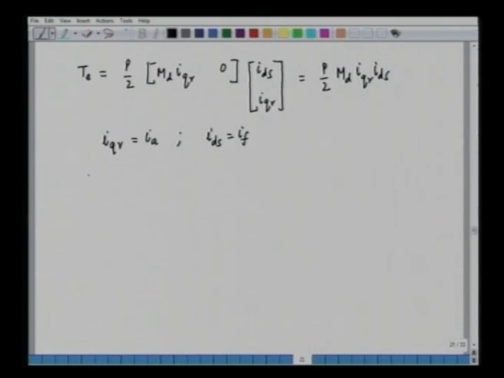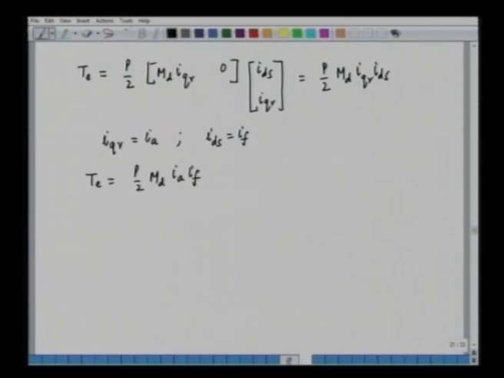So, we can say that TE is equal to P by 2 into MD into IA into IF. So, this is the torque equation of a separately excited DC motor. So, we have the voltage equation.